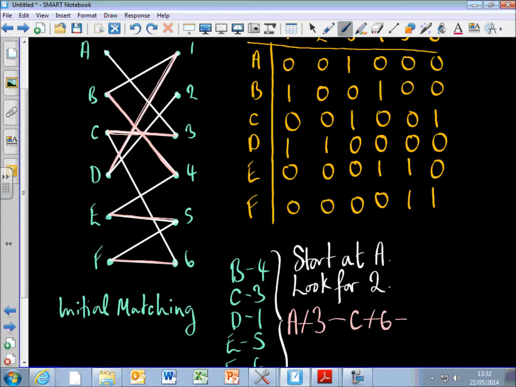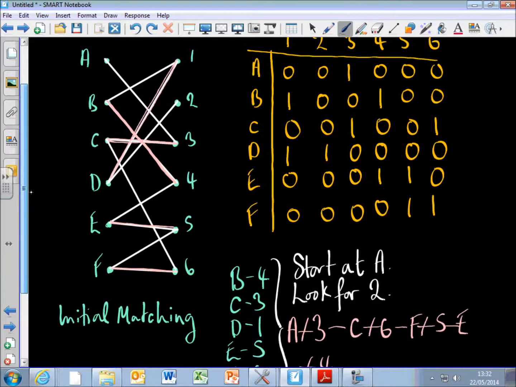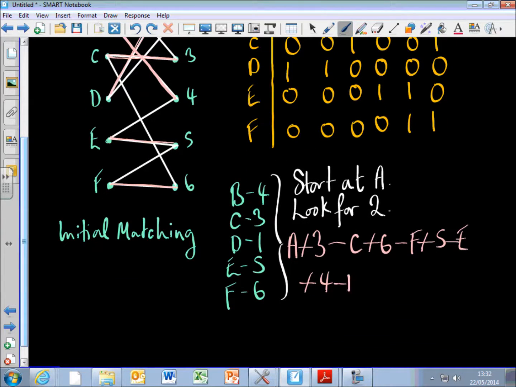From 6, F. This isn't very good, is it? It's going to be a long one. And from F to 5, yeah? Okay, and from 5 to E. Okay, let me come down a little bit. And from E, I'm going to go to 4, and that's not connected. And from 4 to B, is it? Let me just move it up a bit. 4 to B, and then from B to 1.